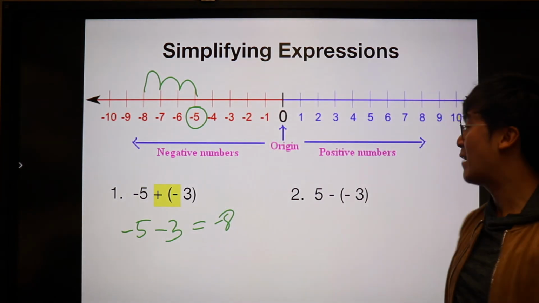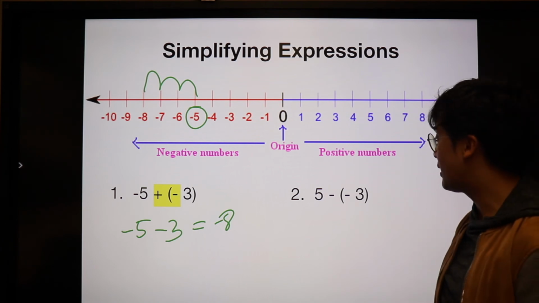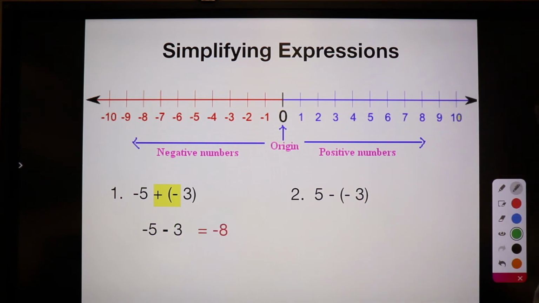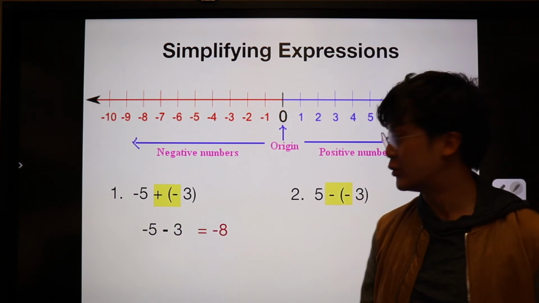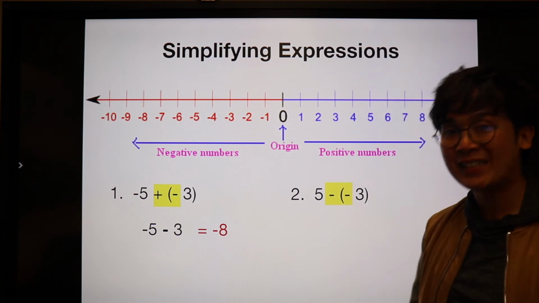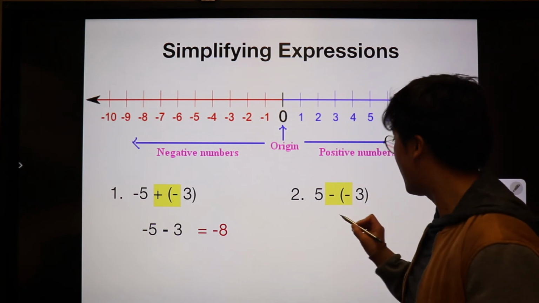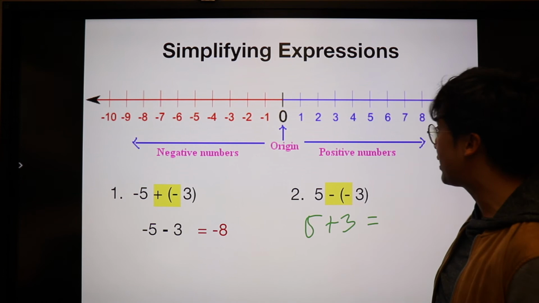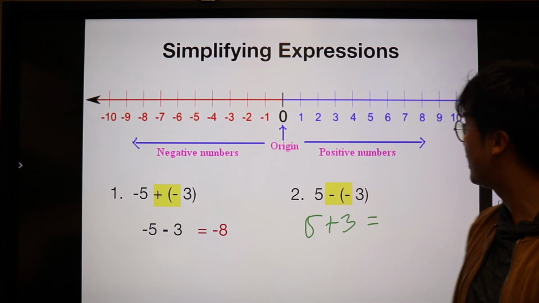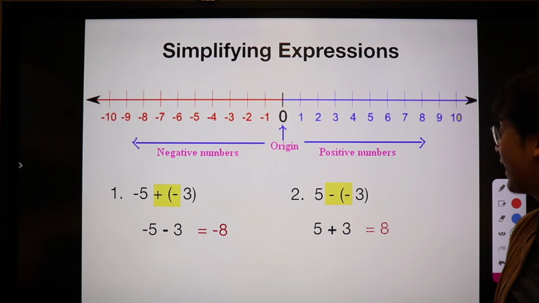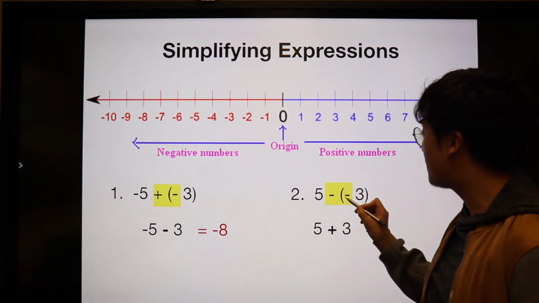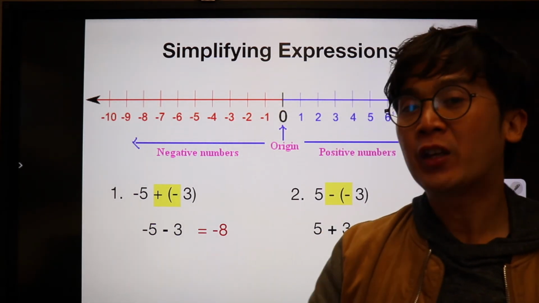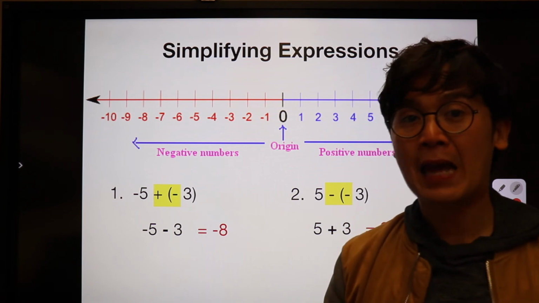Doing problem number 2, we have positive 5 minus negative 3. That means we're going to be simplifying the two negatives, and the two negatives are going to turn into a positive. So from 5 minus negative 3, or 5 minus minus 3, we'll be able to simplify this expression into 5 plus 3. And 5 plus 3, as we know, we don't even need to use the number line. It's just going to be equal to 8. So seeing 5 minus minus 3 may be a little bit confusing, but if you simplify your equation, you'll understand how simple and basic that math problem is.